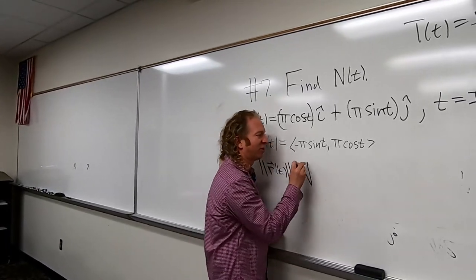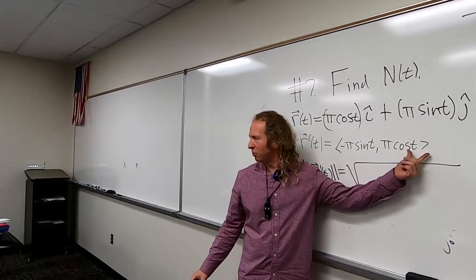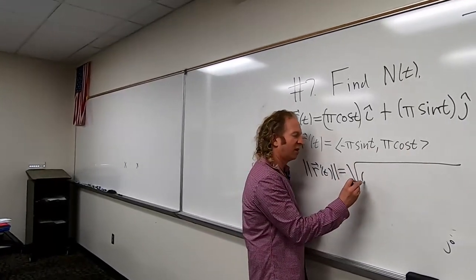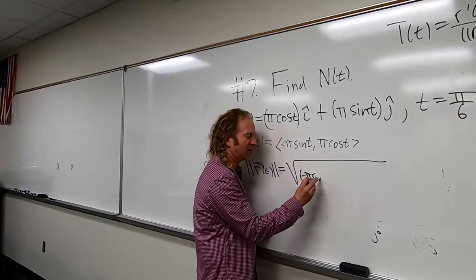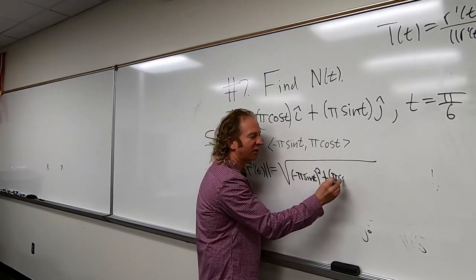So this is the square root. And we just square each of the components. So you square this one, and then you square this one. So it'd be negative pi sine t squared plus pi cosine t squared.